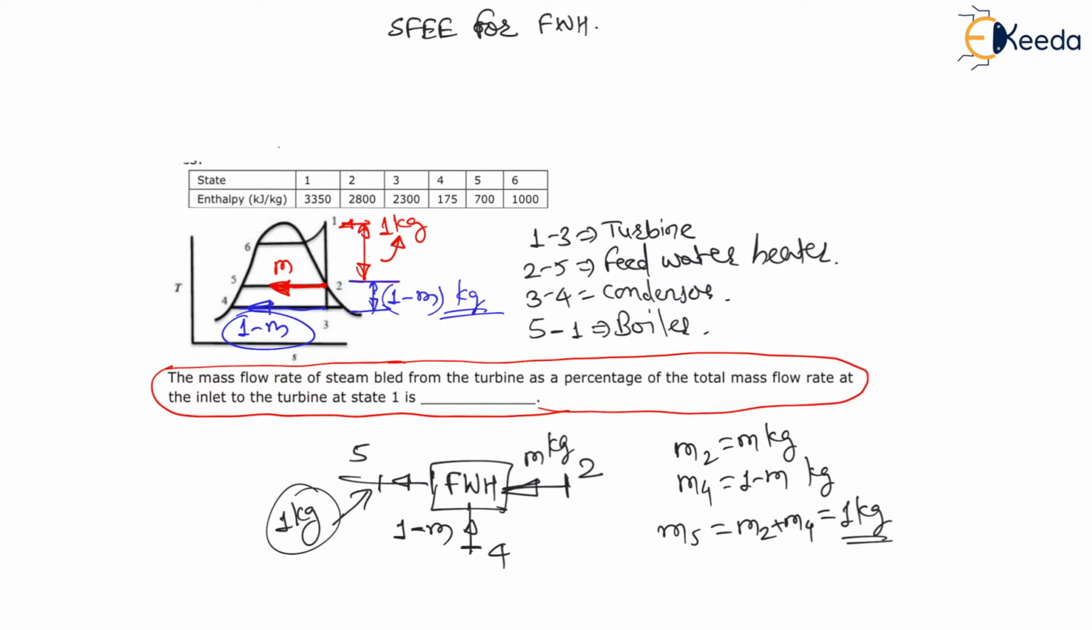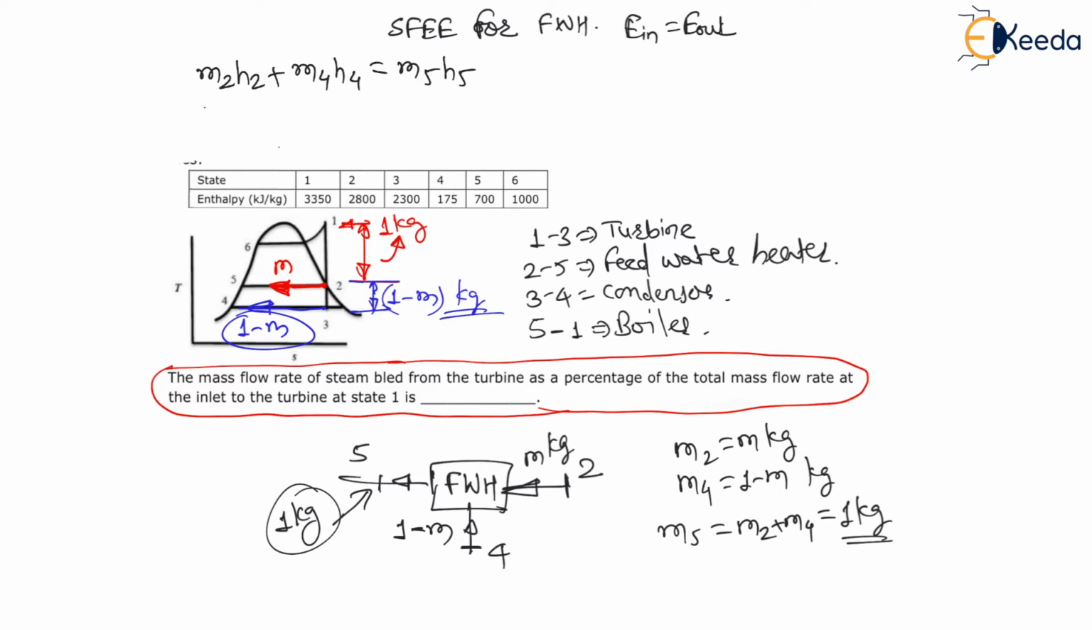Therefore energy in is equal to energy out. Therefore energy is entering from 2 as well as 4. Therefore we can say here m2 h2 plus m4 h4 is equal to energy at 5, which is m5 h5. So let us put the mass here.